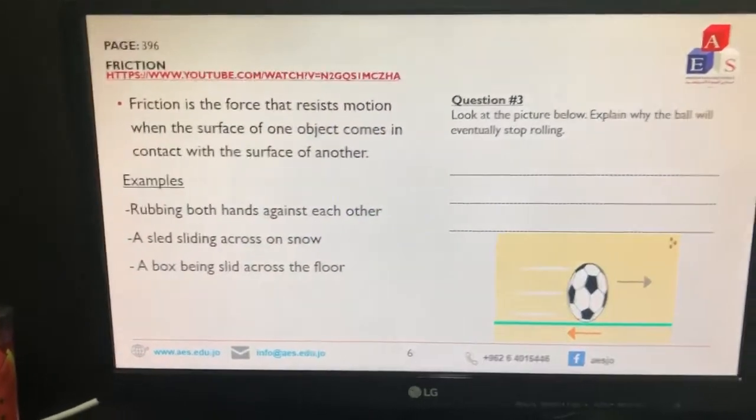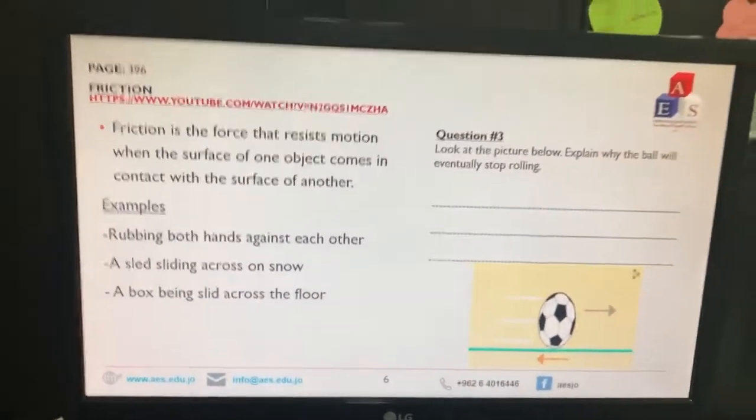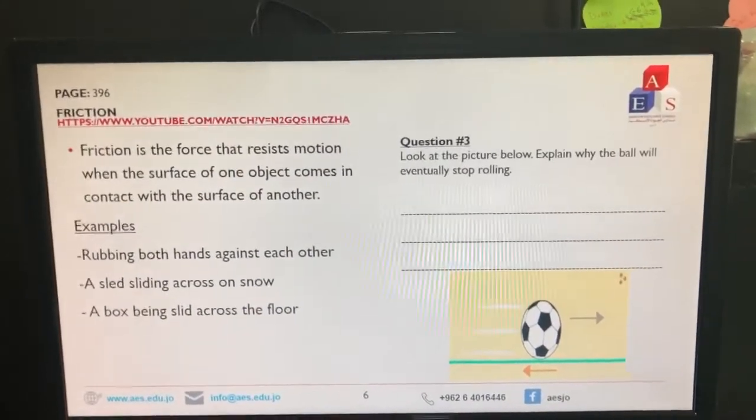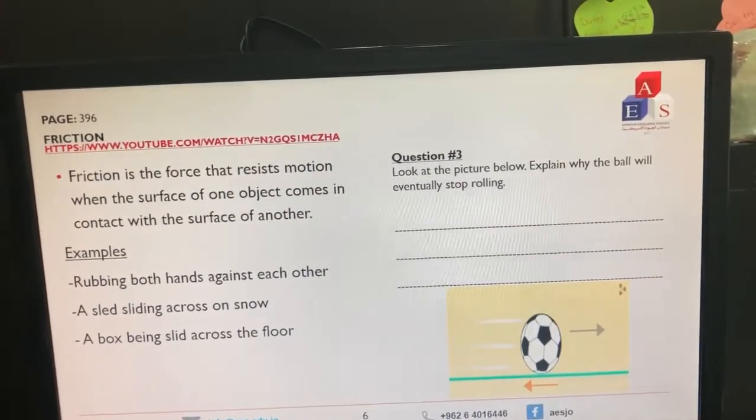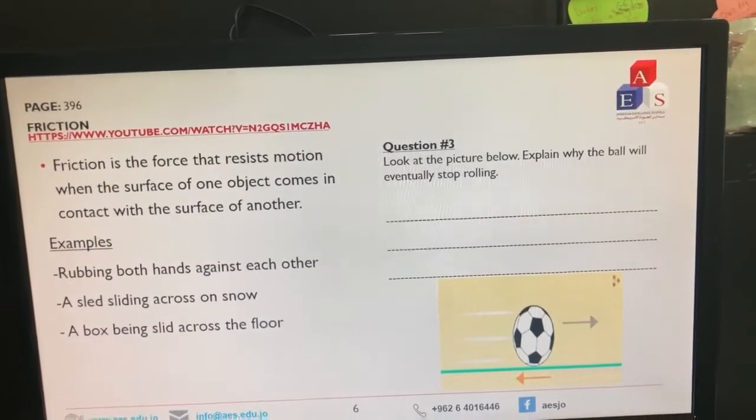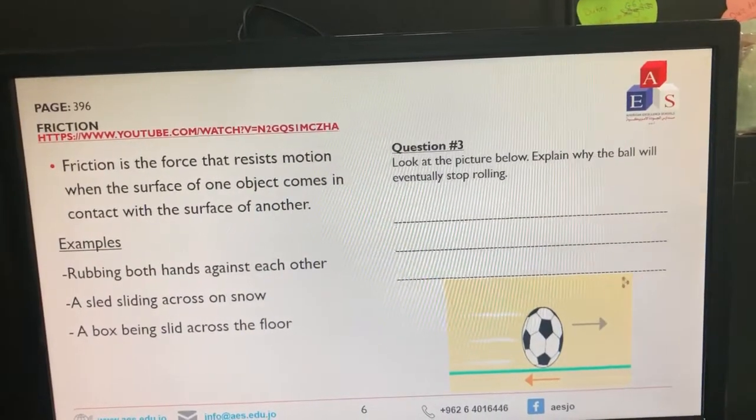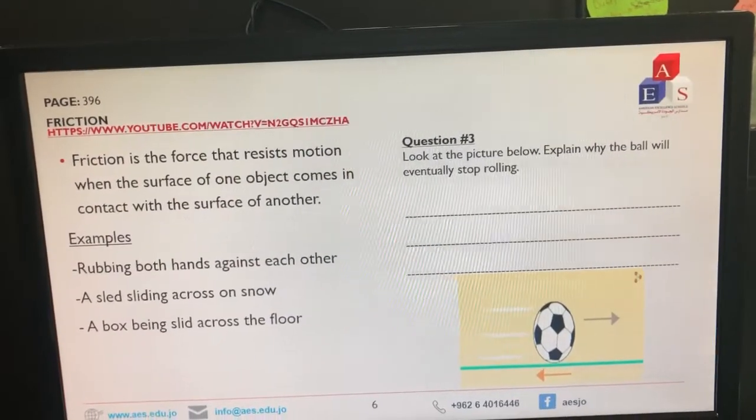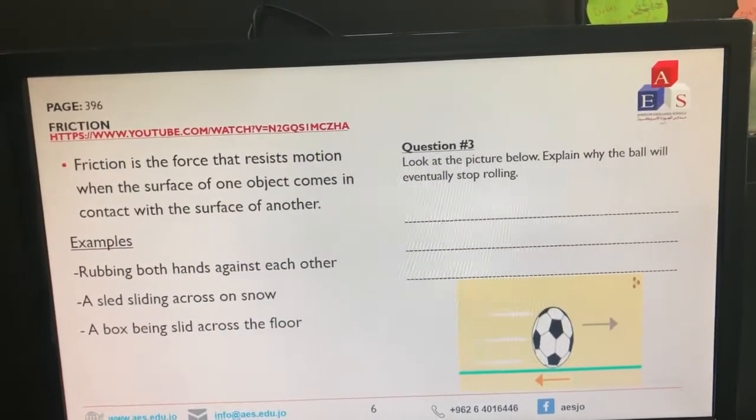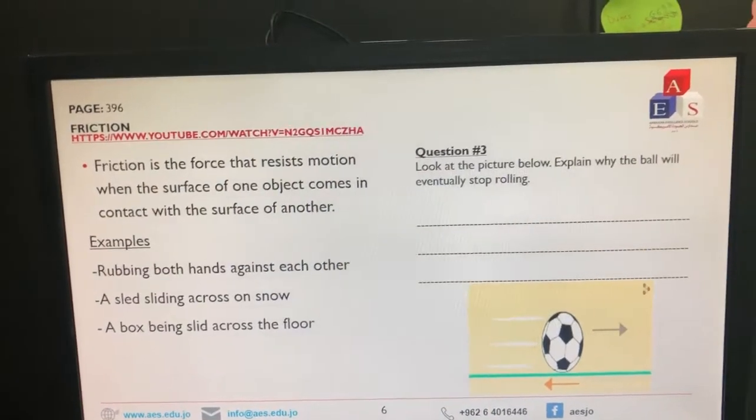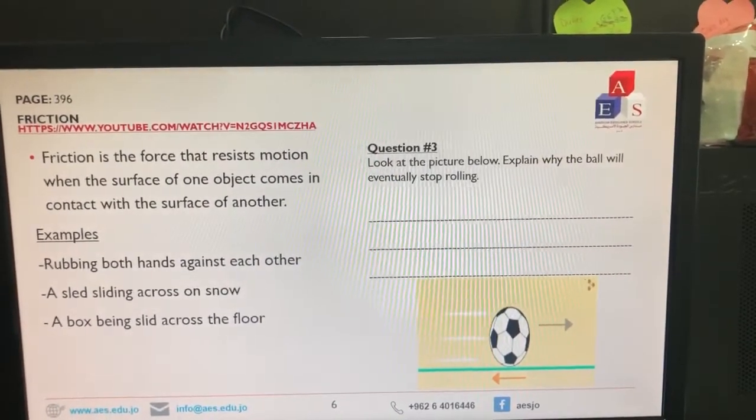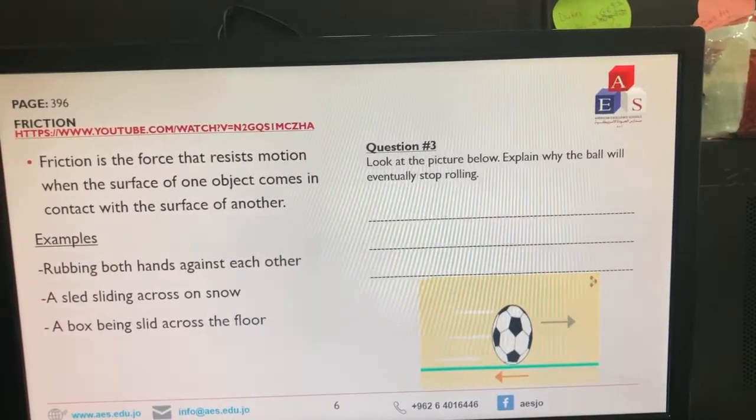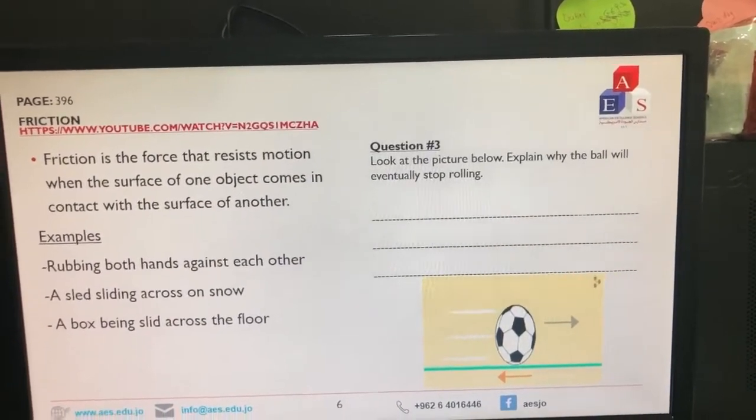Now, look at the examples. For example, when you rub your hands against each other, we have two surfaces rubbing against each other, one hand with the other hand. So there's definitely going to be friction. And the next example, a sled sliding across on snow. When a sled is sliding across on snow, the surface of the sled is rubbing against the surface of the snow. So there's also friction. And this is why the sled tends to slow down and eventually stop at the end.